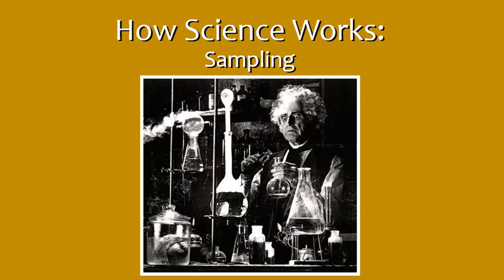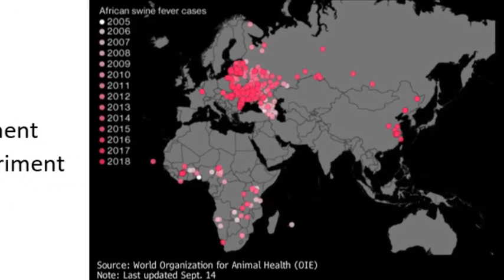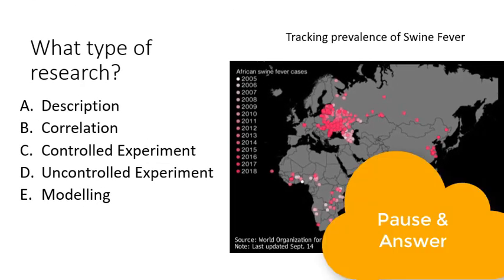Let's do a quick review of research methods and then focus on sampling and sampling errors. Before we get started, let's practice identifying research. In this study, a disease is tracked for movement through different parts of the world. What type of research is this?